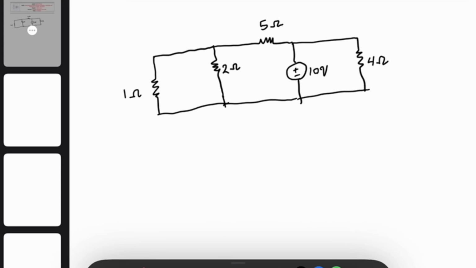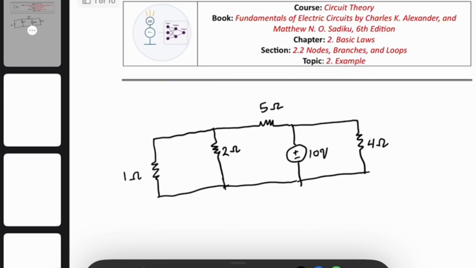Today I'm going to solve a few examples based on nodes, branches and loops. So in this circuit we want to see how many branches, how many nodes and how many loops exist over there, and we want to identify the elements in this circuit that are in series or in parallel.